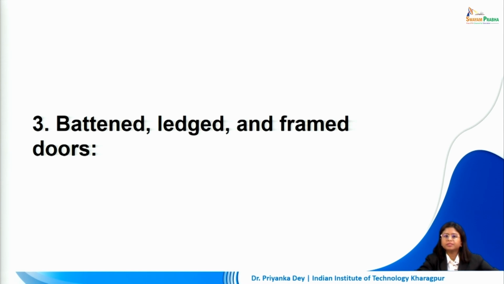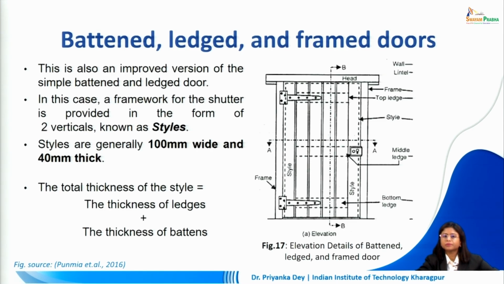The next type is the battened, ledged and framed doors. This is also an improved version of the simple battened and ledged door. In this case, the only difference is the framework for the shutter is provided in the form of two verticals called stiles. So, in addition to having the ledges and the battens like the previous examples, we are adding an additional vertical member at the sides of this shutter. This is called the stile.